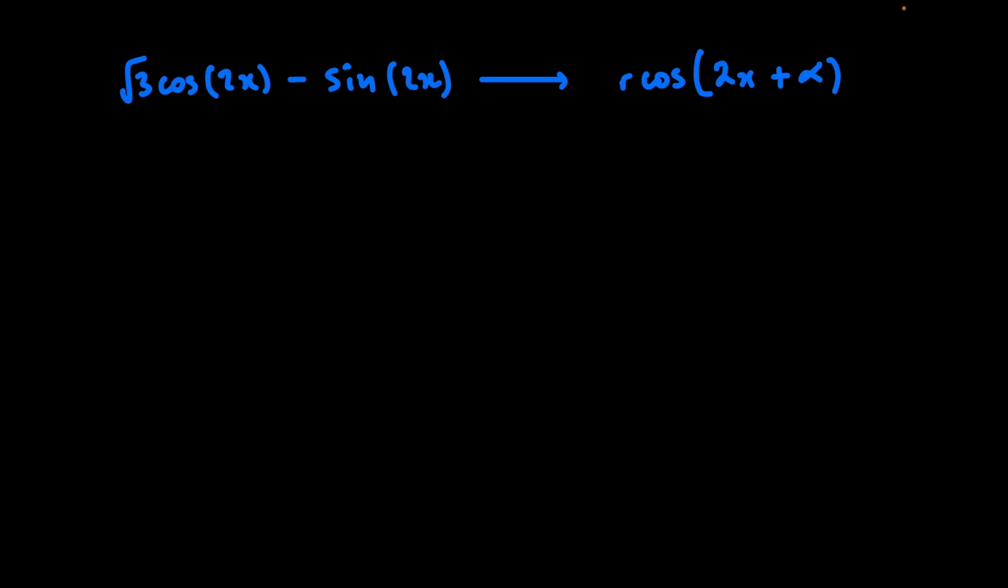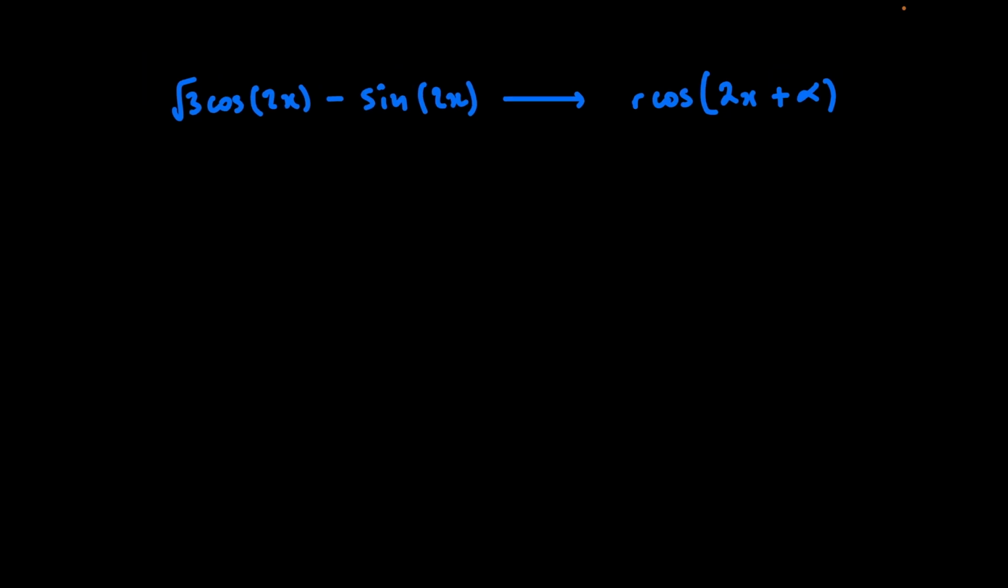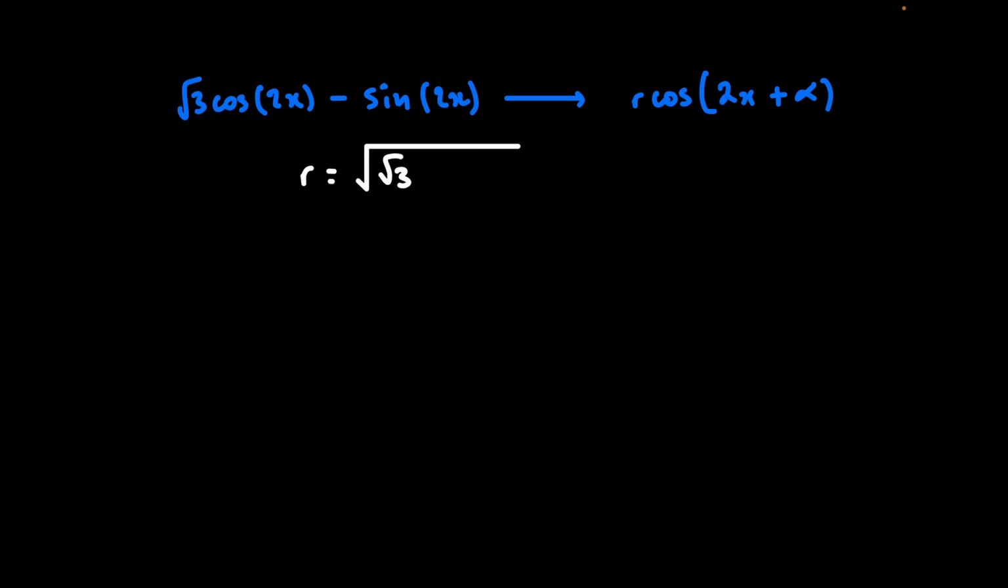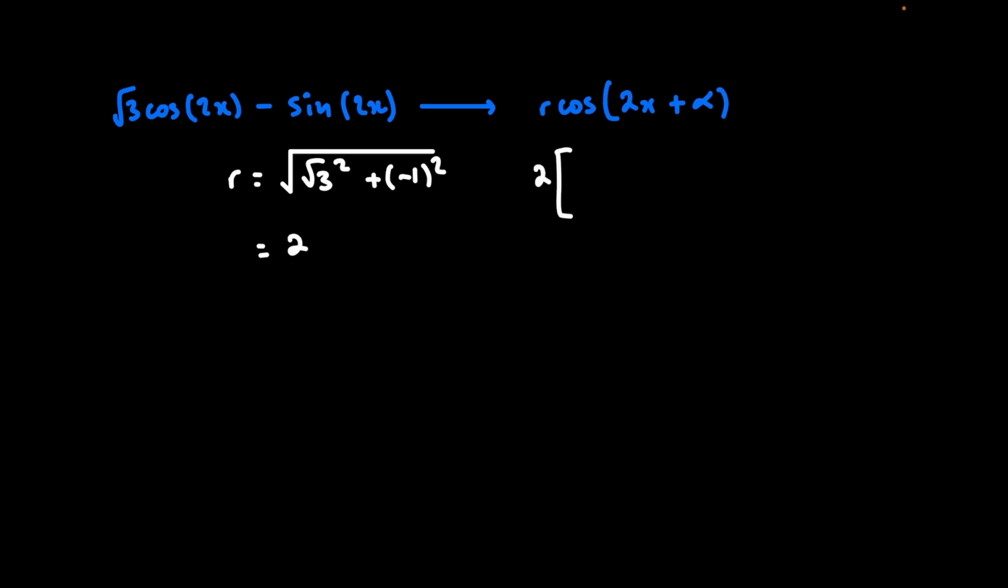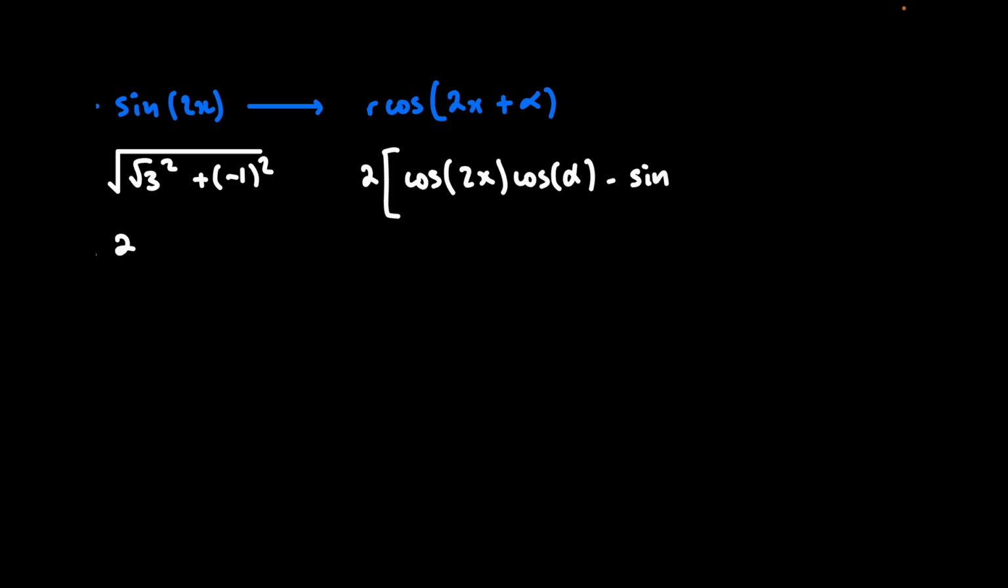Okay, this is our next question here. It's a bit of a funky one because we've changed it from x to 2x, but it's still the same principle, so give it a go. So first thing we do is work out r. R is going to be the square root of square root 3 squared plus negative 1 squared, and that's simply going to be 2. So now we know it's in the form 2 times cosine of 2x cosine of alpha, minus the sine of 2x times the sine of alpha. This is just the cos identity for cos of 2x plus alpha.